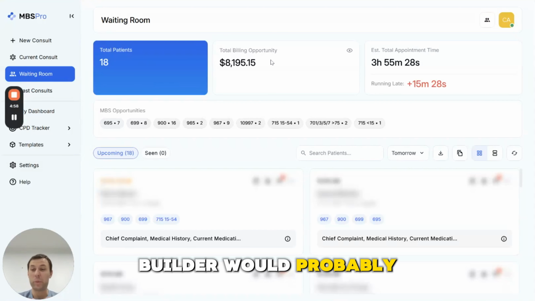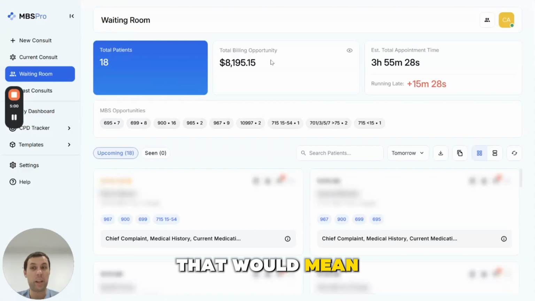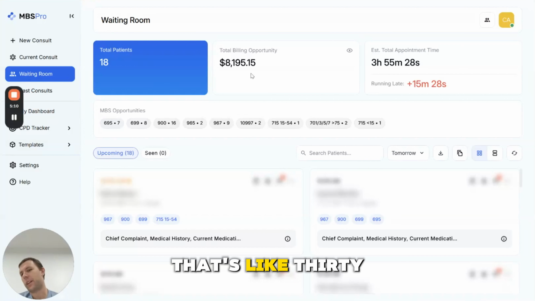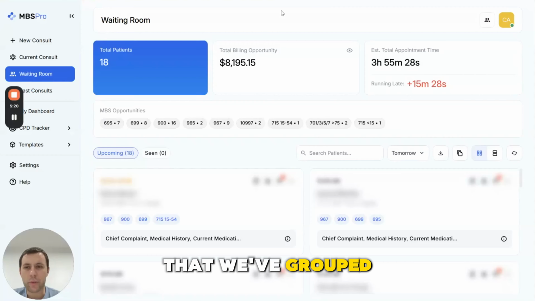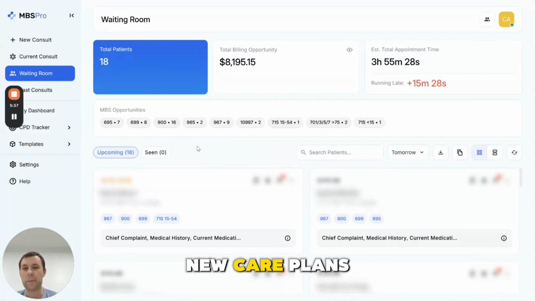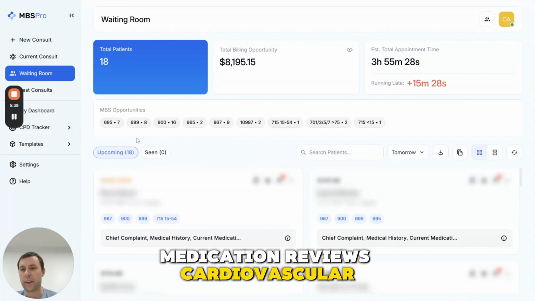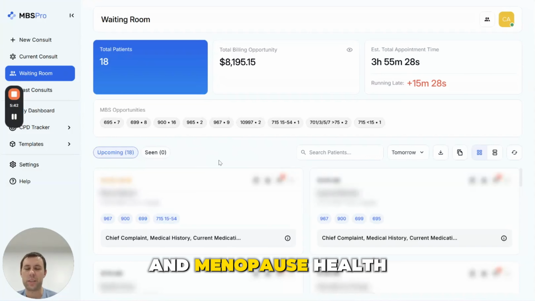A pretty good biller would probably sit around 50%. That would mean I'm billing $4,000 on 18 patients. I would say I would get out of these 18 patients probably 2.5. So that's like 30%. But it's something that we can track within our dashboard, so we have that metric in there. So looking back at our patients, we can see that we've grouped them by MBS opportunities. So for example, we have a couple that are due for the over 75 health assessment, new care plans, medication reviews, cardiovascular health assessments, and menopause health assessments.